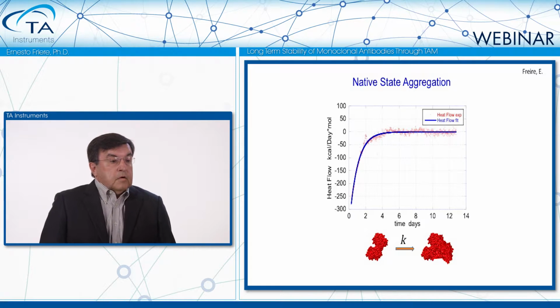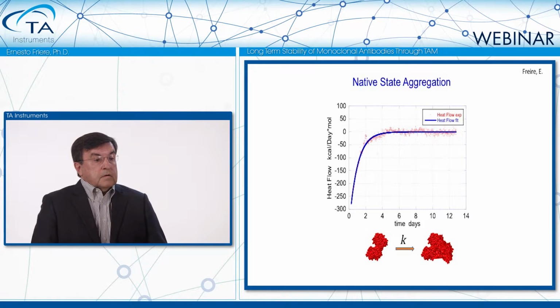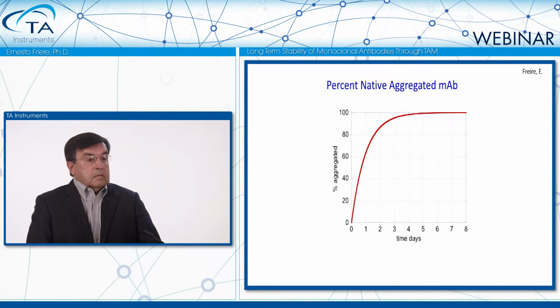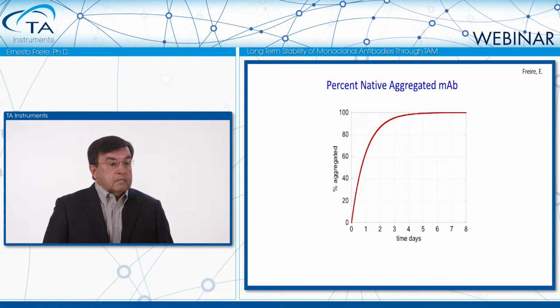We have an example of native state aggregation. In this case, as you can see in the graph, the heat is exotherm because there is aggregation with no denaturation, and it starts exothermic until it goes to 0 and the protein is aggregated. In this case also, we can calculate the percent of protein that has been aggregated as a function of time in the days of incubation.